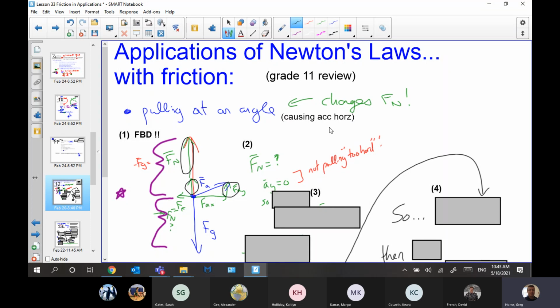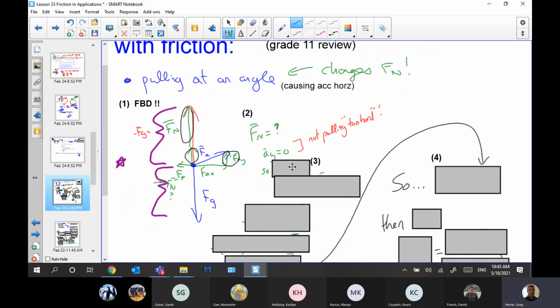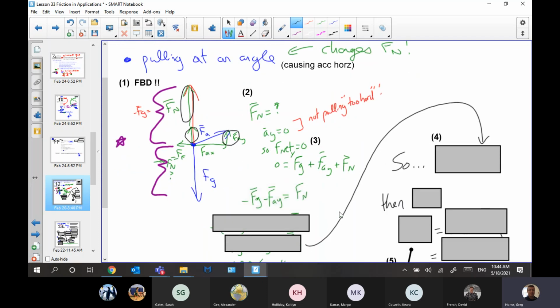What that means is you're not lifting the thing. You're not accelerating it vertically. So you're not pulling too hard and lifting it. So acceleration in the y direction is 0. If acceleration in the y direction is 0, of course, F net in the y direction is 0. So if F net in the y direction is 0, you've got all of your forces in the y direction. You've got the gravity, you've got the y component of your lift force, and you've got your normal force. And so you're able to solve for that normal force.